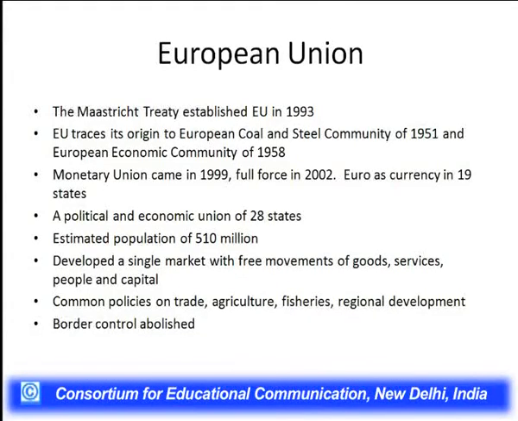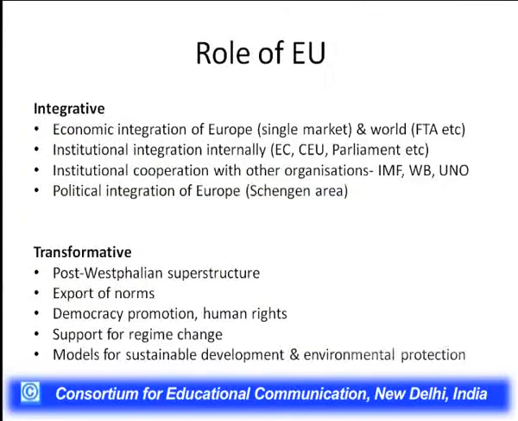European Union, as I told you, is a political and economic union of 28 states. If Britain goes, then there'll be 27 states. So it serves nearly 510 million people. Roughly, that is the population that is served. And it has common policies on trade, agriculture, fisheries, regional development. And as you know, the border has been abolished. Now in the area which is part of the European Union, there is no border. People or the capital or the services can travel from one region to another in that broader European Union without any kind of hindrances or borders.